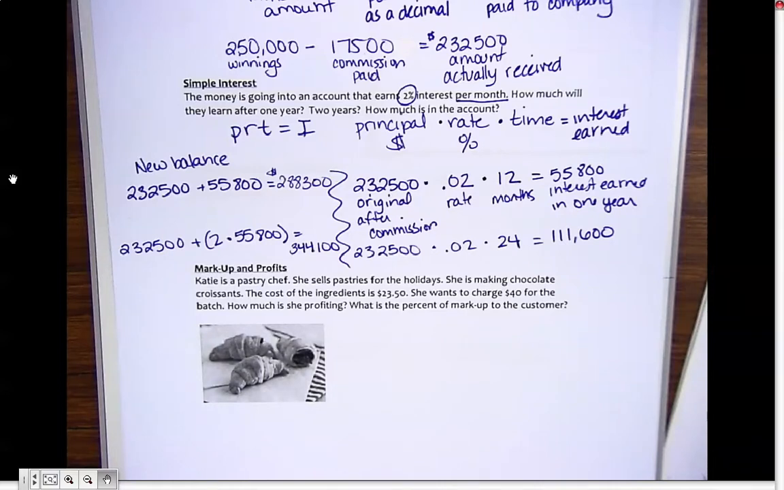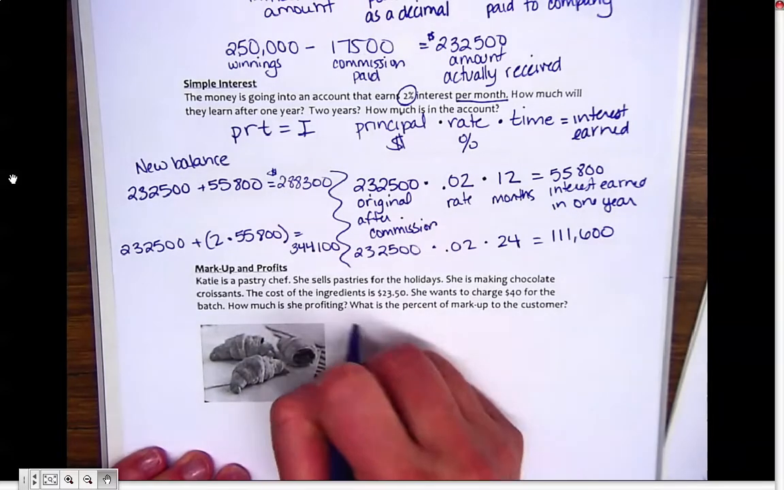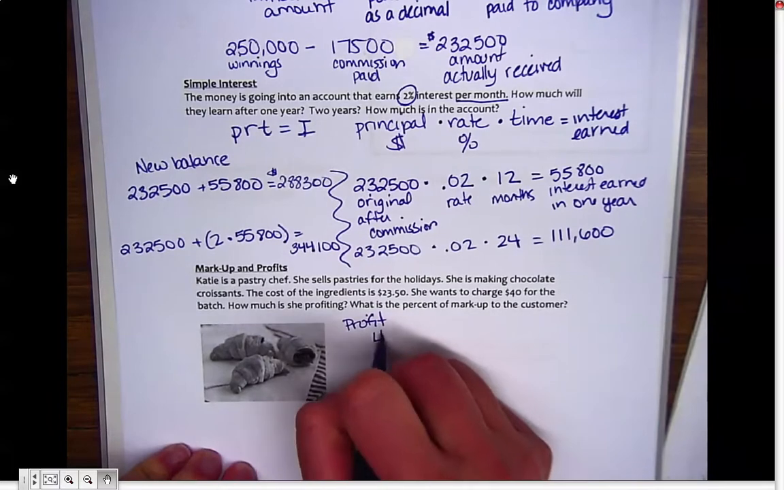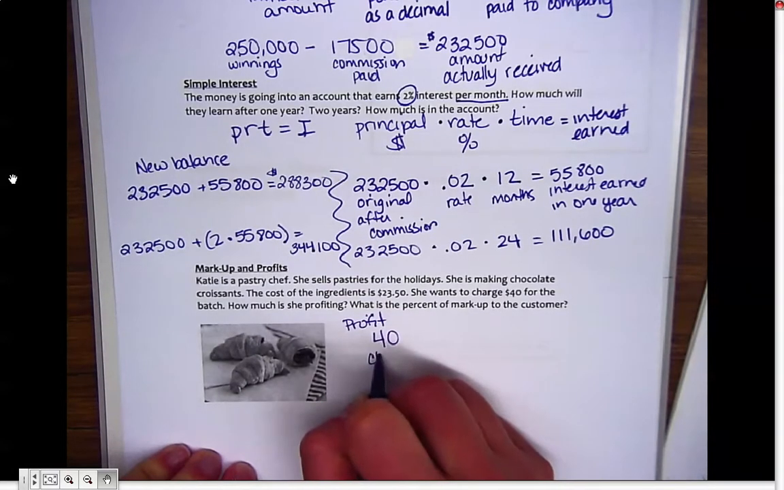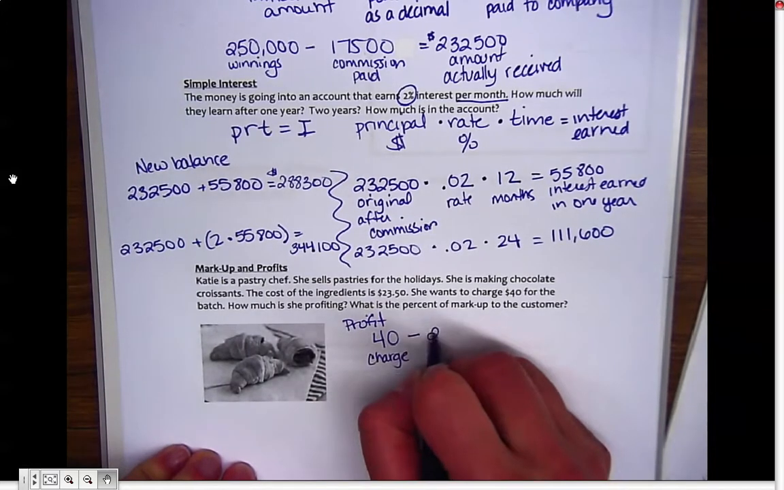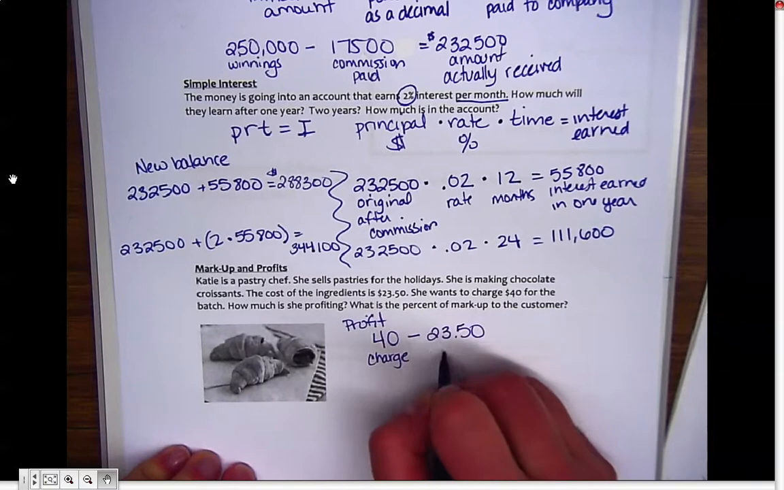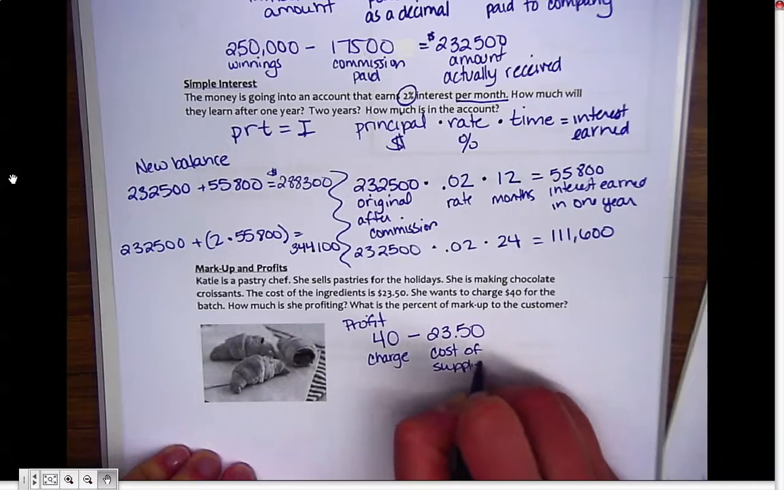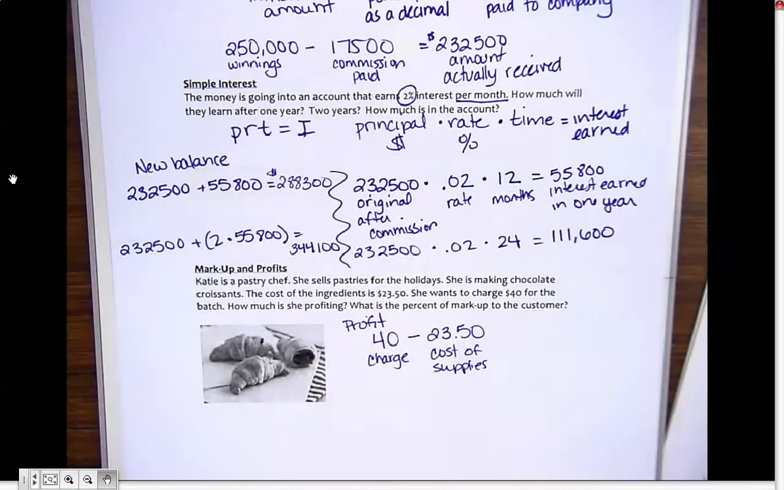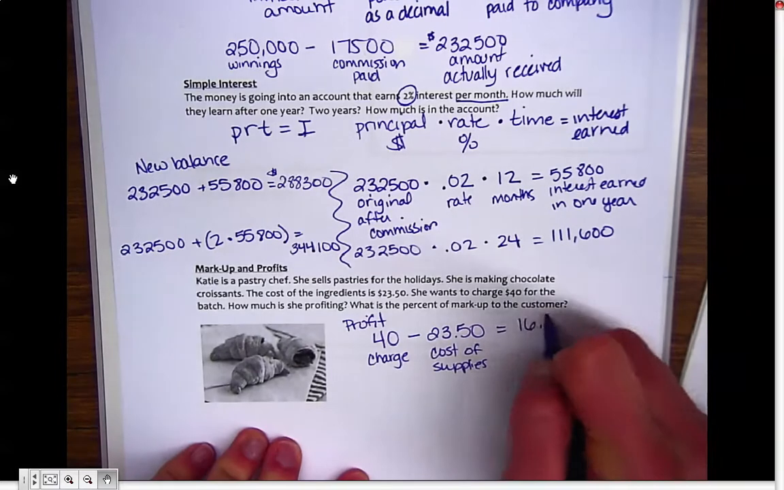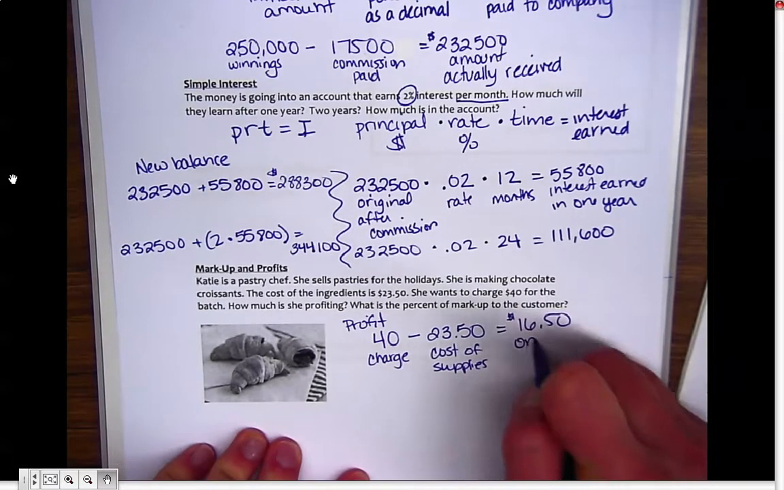So first we want to figure out how much she is profiting. If she's going to charge $40 to her customers, we want to take out the cost of supplies. And when we subtract those, we get that for every order, she is profiting $16.50 on each order.